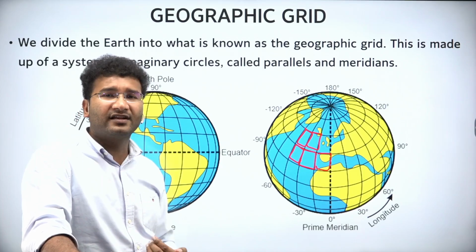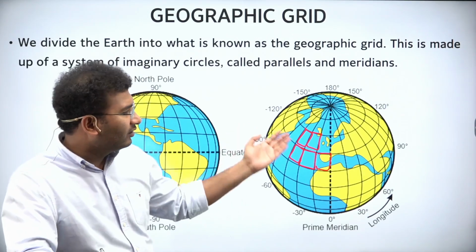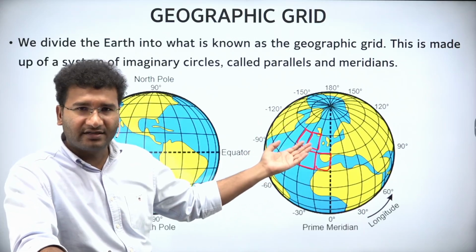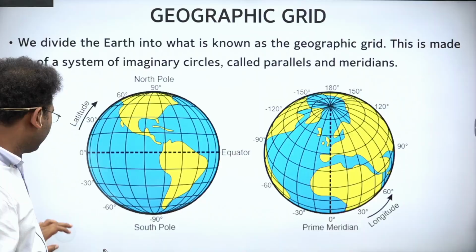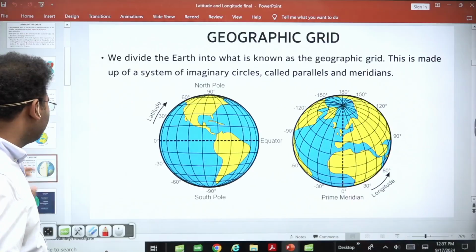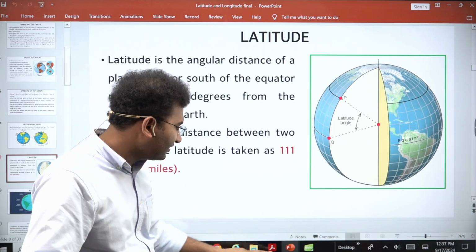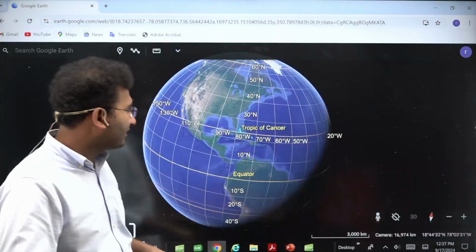Now these imaginary lines are drawn for understanding, for making our life a little easier, right? So our entire earth is divided into horizontal lines and vertical lines. These horizontal lines, which are circular in nature, we call them the equator. Okay, look at this earth.